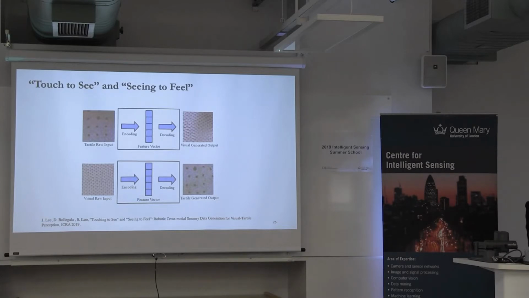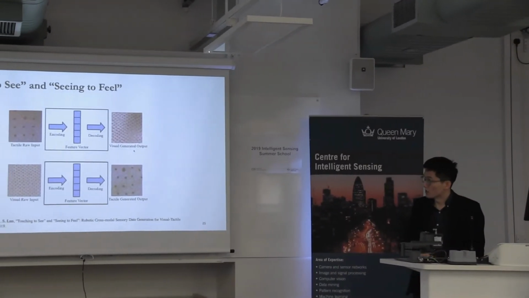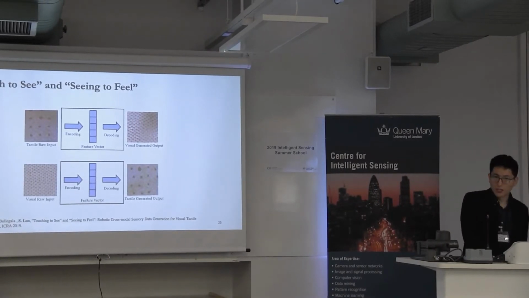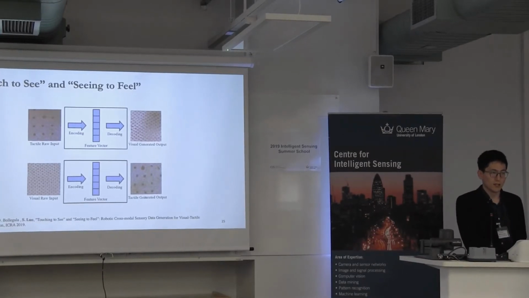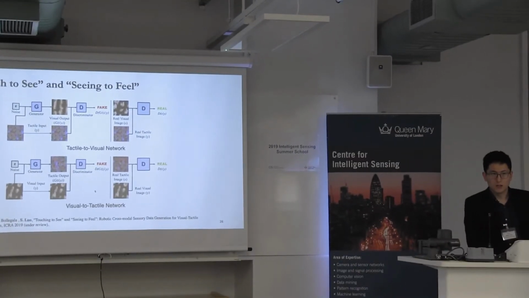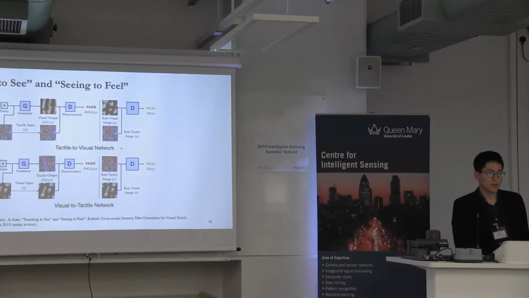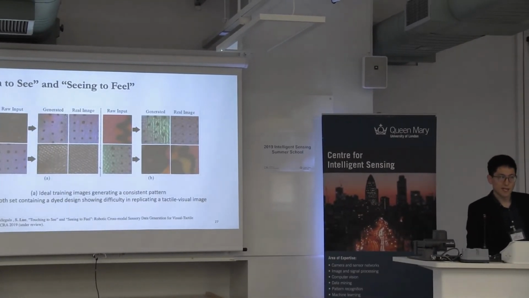So how to do this? We have these tactile inputs, and we encode them into the feature space and decode into a visual output. Or vice versa, we have a visual input and we encode it into the latent space you have seen in the last work, and we decode into the tactile outputs. Here is a more detailed pipeline for generating these pseudo outputs, like the tactile images or visual images. I will give some examples here.